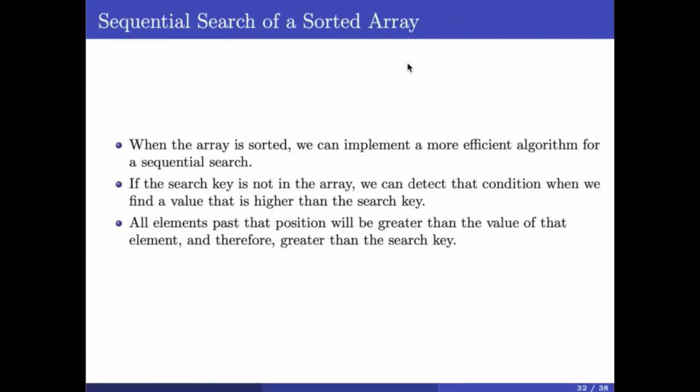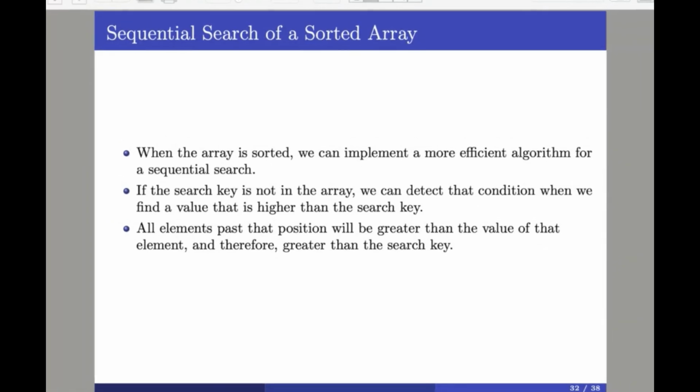When the array is sorted, you can implement a more efficient algorithm to perform the sequential search. At the beginning of the last lecture, we covered the sequential search over unsorted data. Here, if the search key is not in the array, we can detect that condition. Let me give an example.